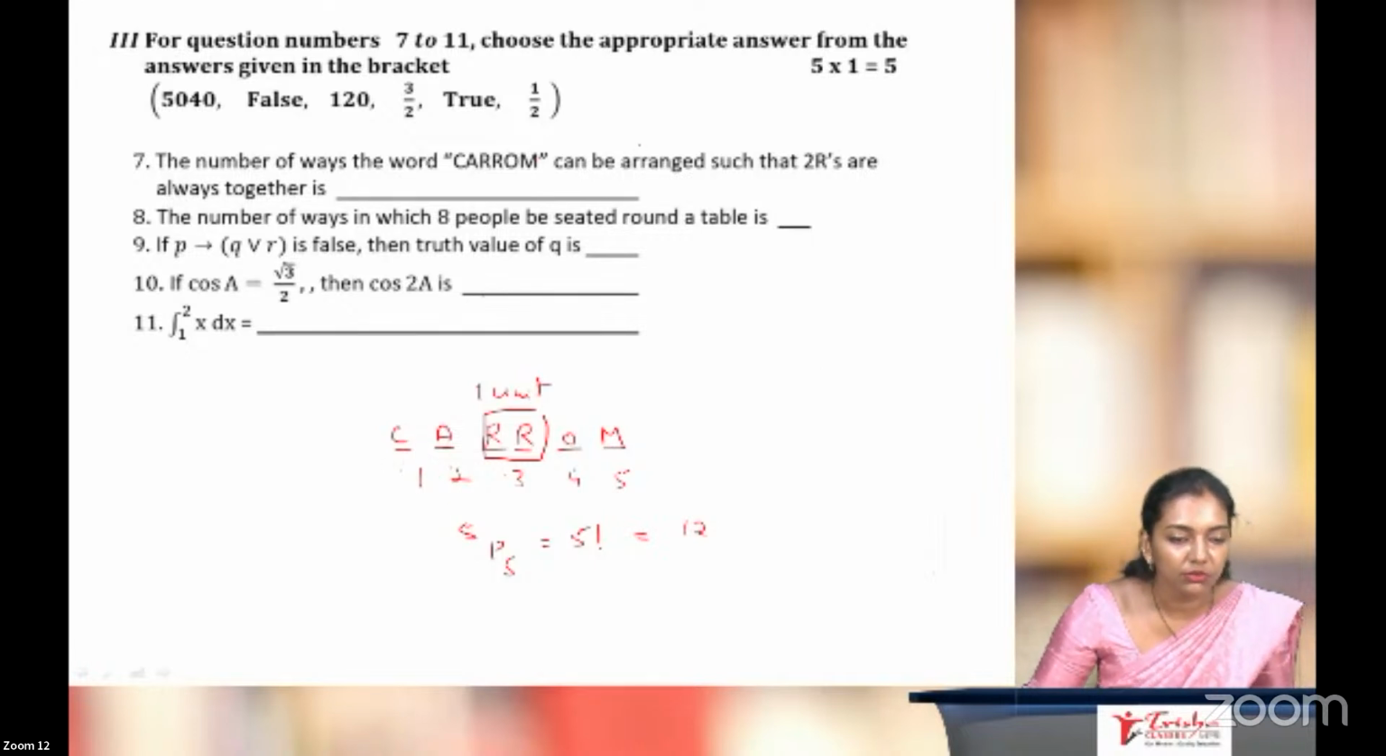Number of ways the word CARROM can be arranged, two R's are always together. So 120 ways.